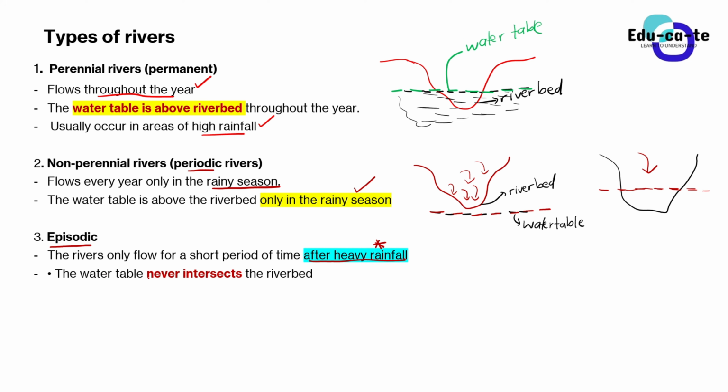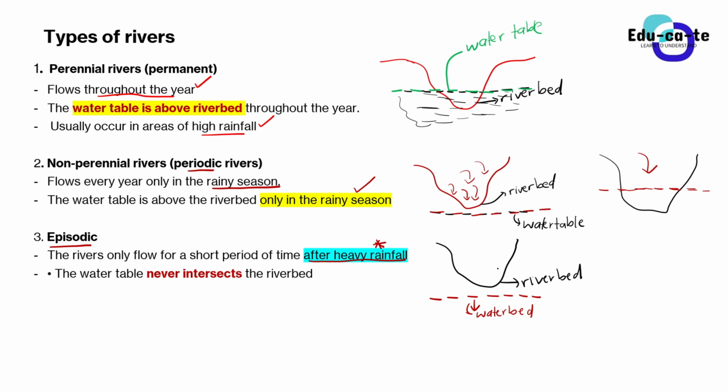So for this one, the water table never intersects the riverbed, meaning that the upper level of groundwater is always below the riverbed. So if we say that this is our river, and then this will be our riverbed. So now the water table is always below. So this is my water table here. My water table is always below the riverbed. It never actually intersects the riverbed.